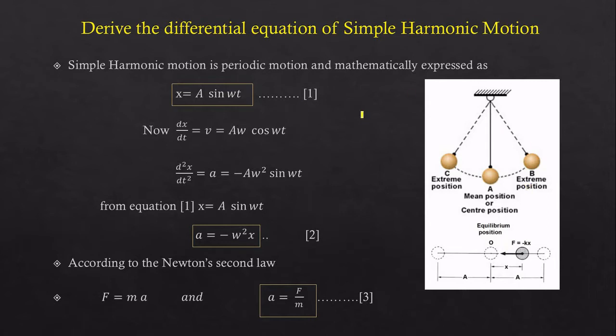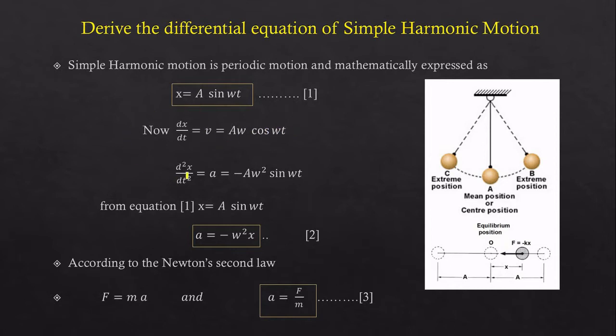Recalling the definition of simple harmonic motion, x is equal to a sin omega t. This we already discussed in our first video. Now if we differentiate this x with respect to time, dx by dt is equal to v, because change in displacement with respect to time is our velocity. So v is equal to a omega cos omega t, right?